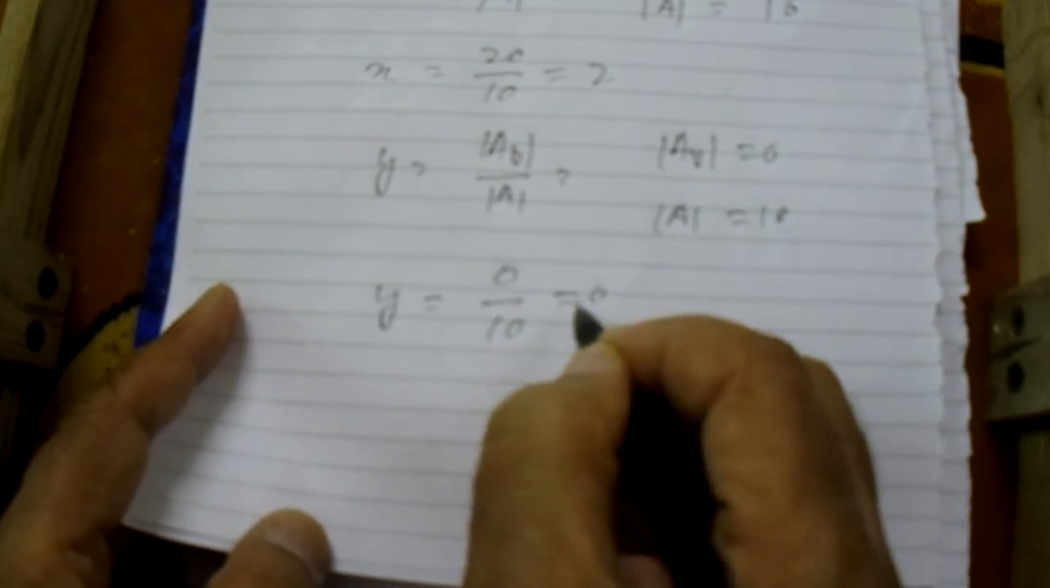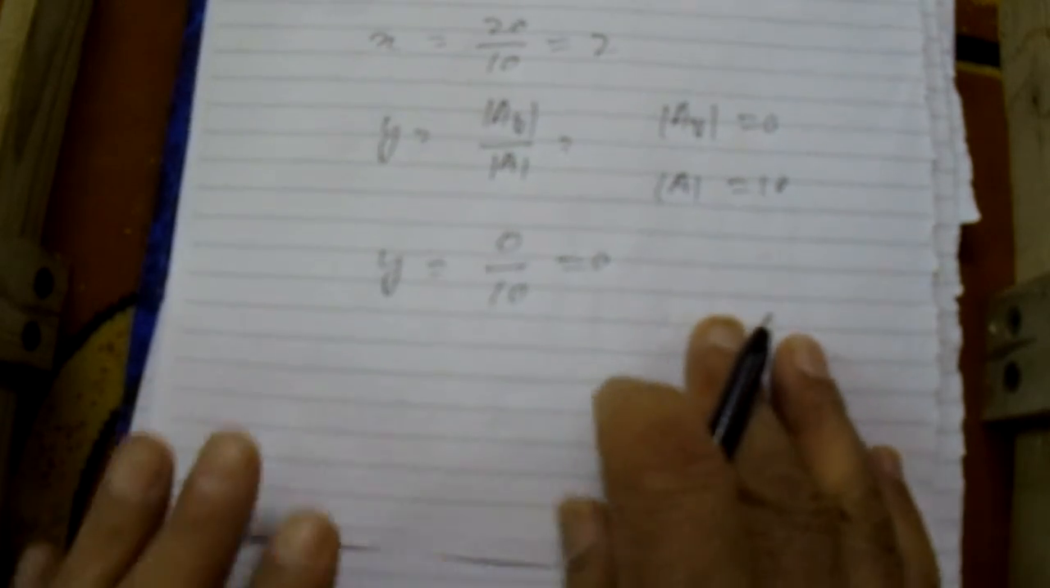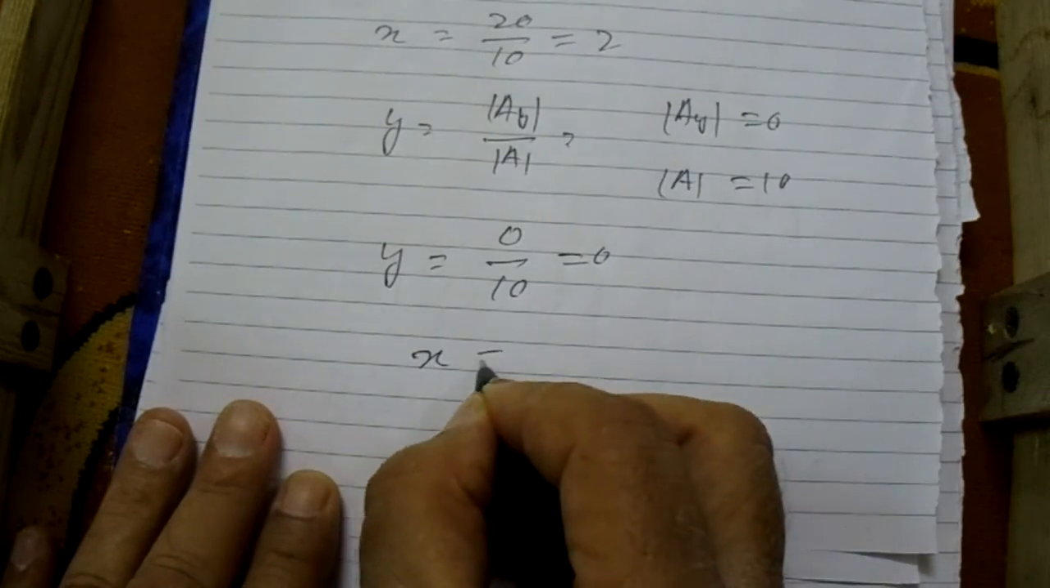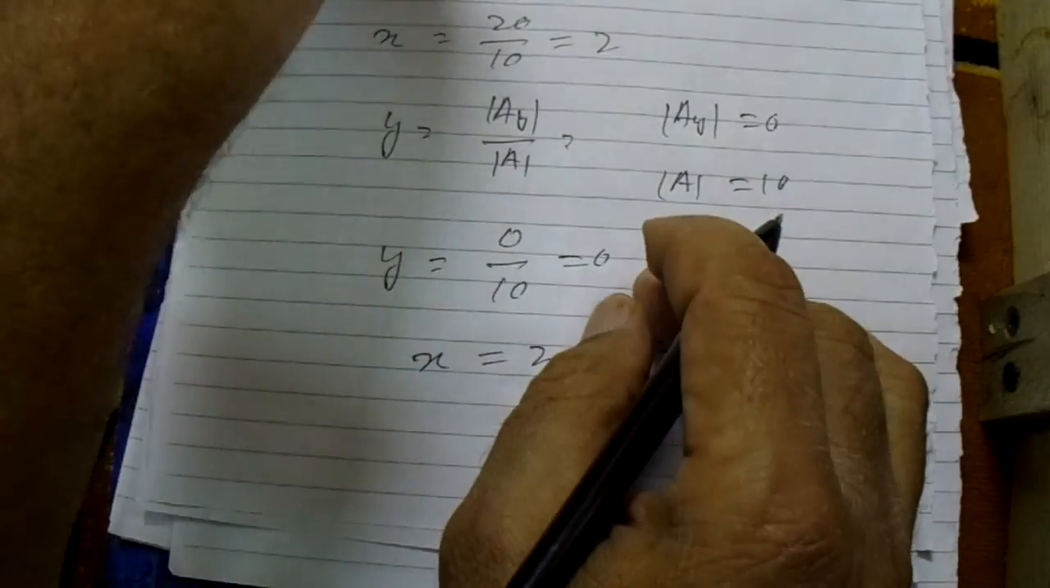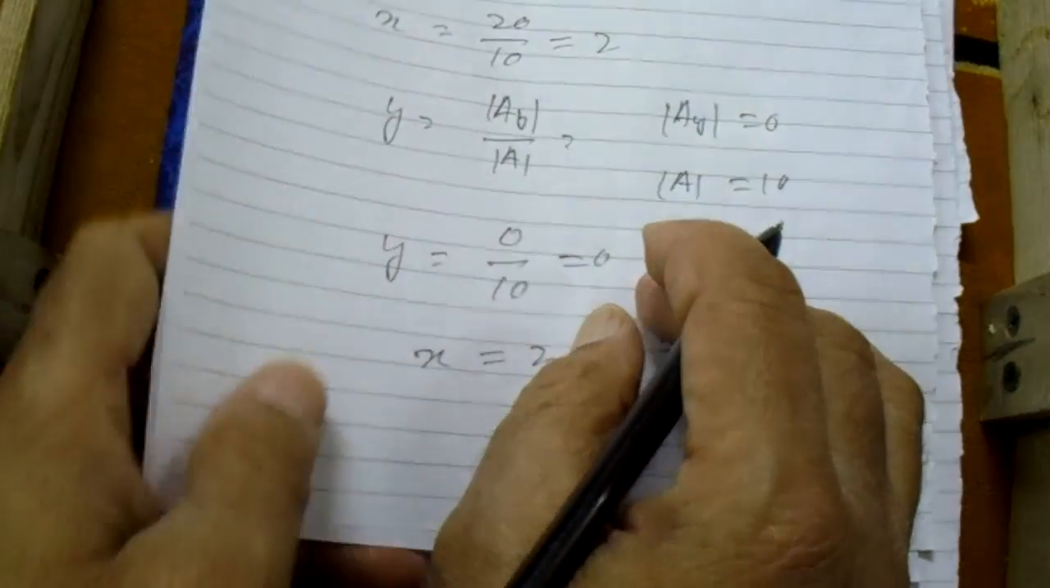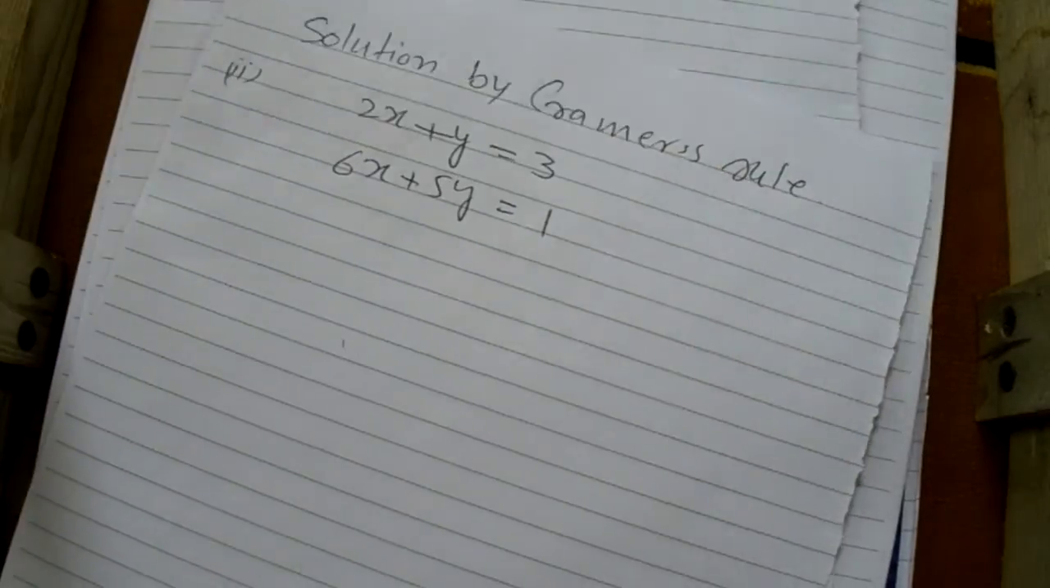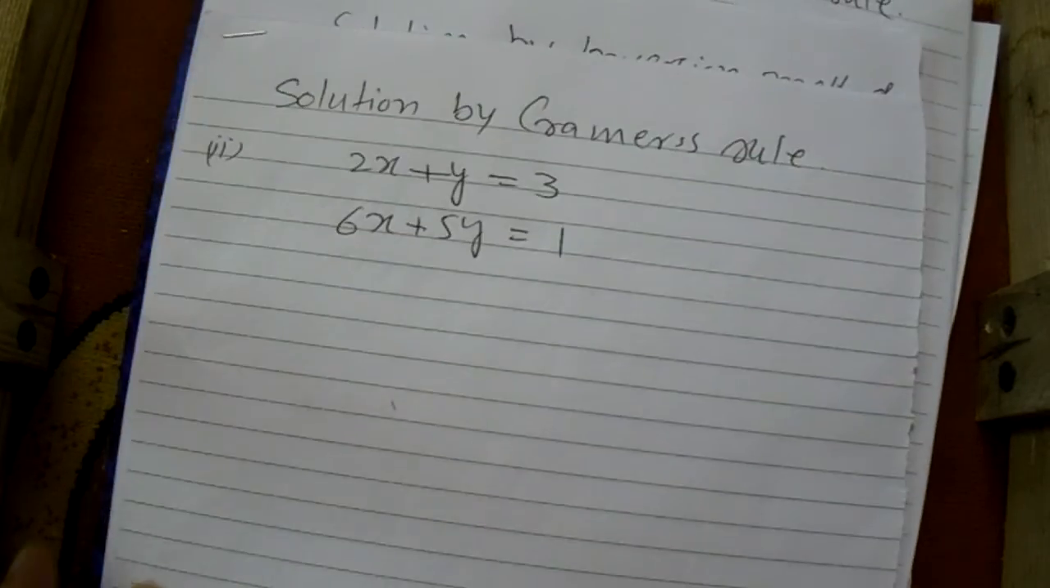It means 0. 0 over any number, the answer is 0. Now here x is equal to 2 and y is equal to 0. Now this is the solution by Cramer's rule. Now we solve the second part of this question.